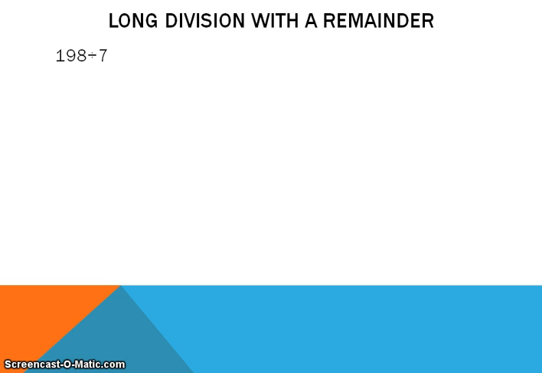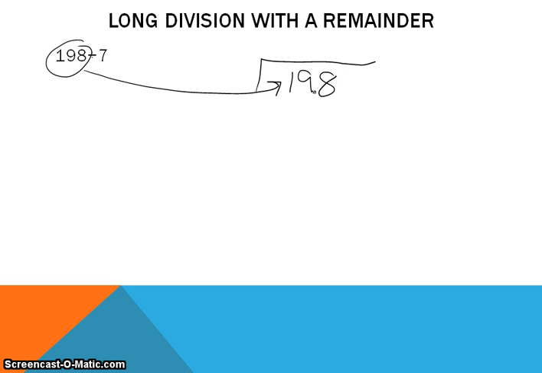Okay, let's go to the next one. So this one we will actually do that will have a remainder. So let's see if you remember which number goes on the inside and which number goes on the outside. The number that goes on the inside is always the first number. So 198 will go on the inside here. And 7 goes on the outside. The second number always goes on the outside. Alright, so we started the same exact way as we did in the previous problem.